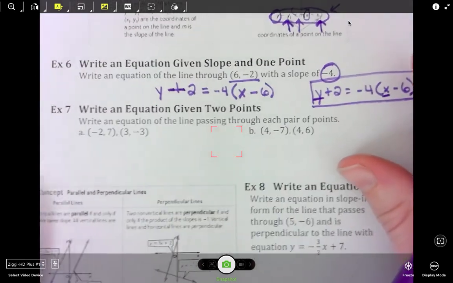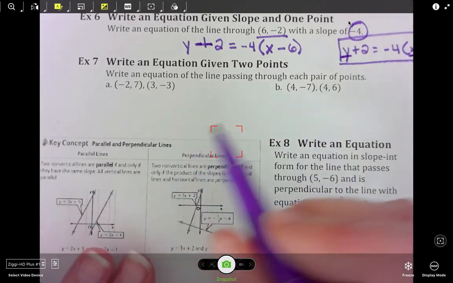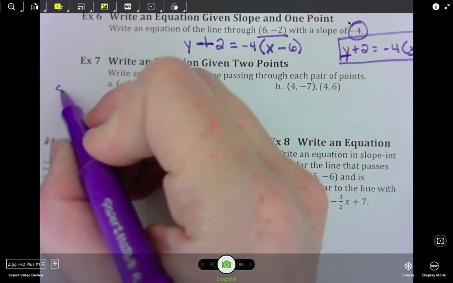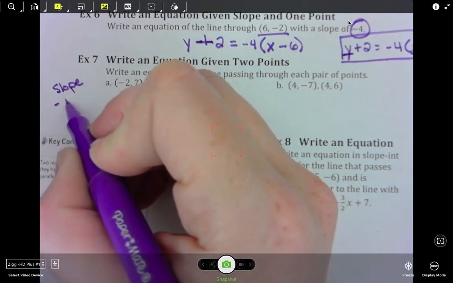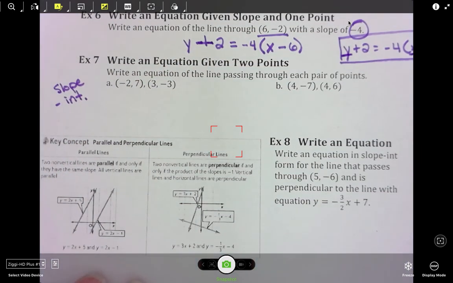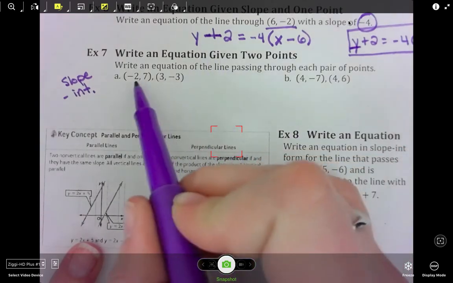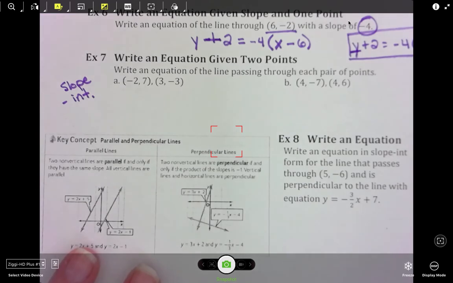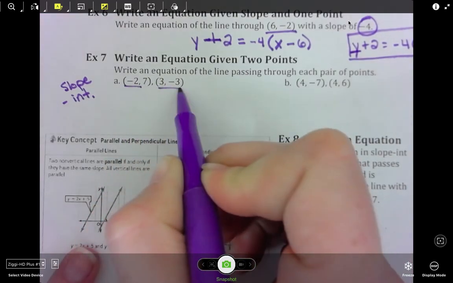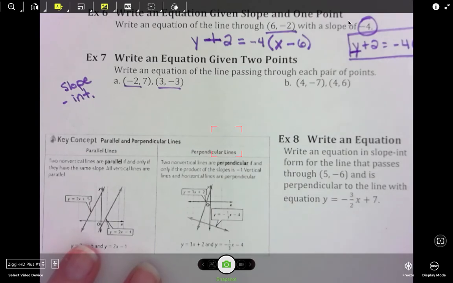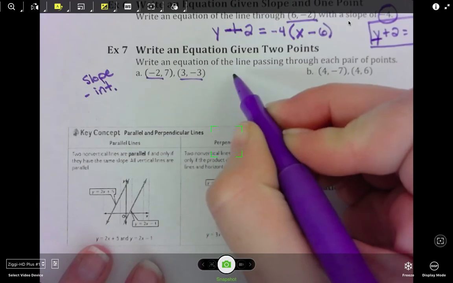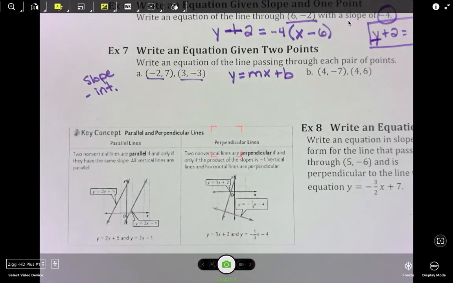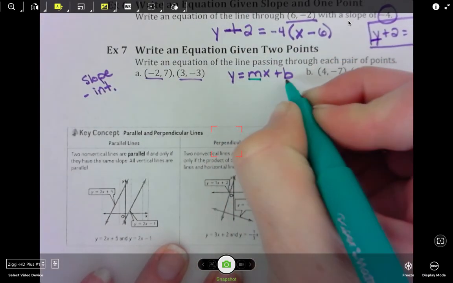Okay? Now, in example 7, they want us to write an equation of the line passing through each pair of points. We're going to go back and write this in slope-intercept form because that's my favorite. It doesn't tell us, but I think in your homework assignment it will tell you which form it wants you to put it in. Most of the time when they give you 2 coordinate points, they want you to write it in slope-intercept form. So that's what we're going to do now. These 2 points are what I'm given to write my equation. Okay, so in slope-intercept form, it's y equals mx plus b, and the 2 things that I need to find are m and b.